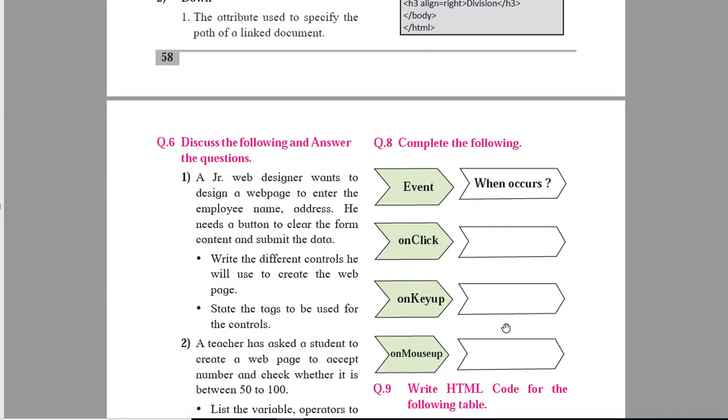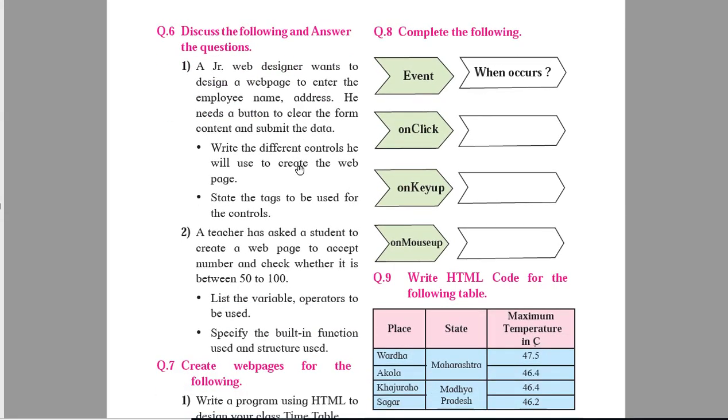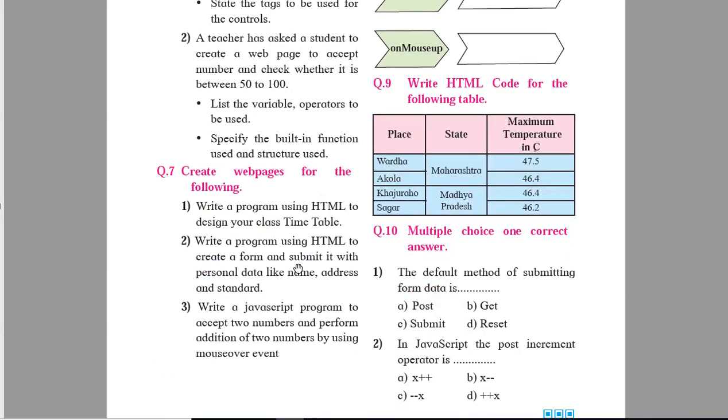So next is discuss the following questions and answer the following. So here you all have to read this question number 1. Second is based on JavaScript, so you all will not perform that. You all will have to perform only the first one. Next are the programs you all have to write. Write a program using HTML to design a class timetable. So you all have to create a table of your timetable, from Monday to Saturday, and you all have to write the HTML code for that table.